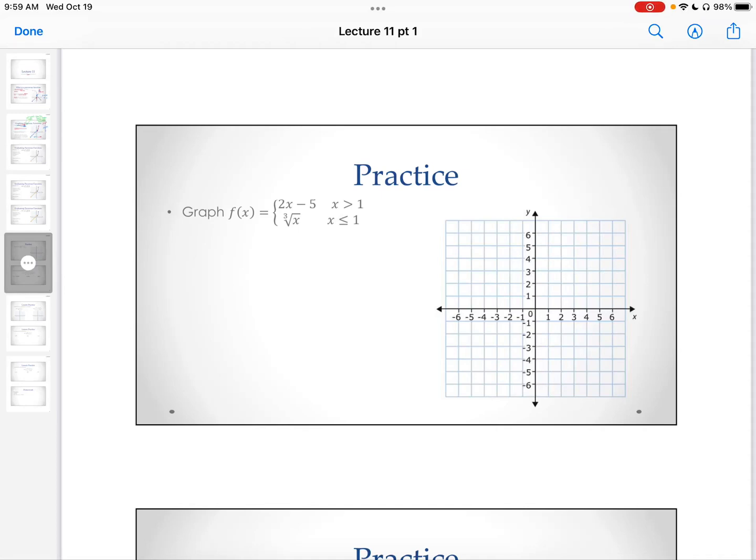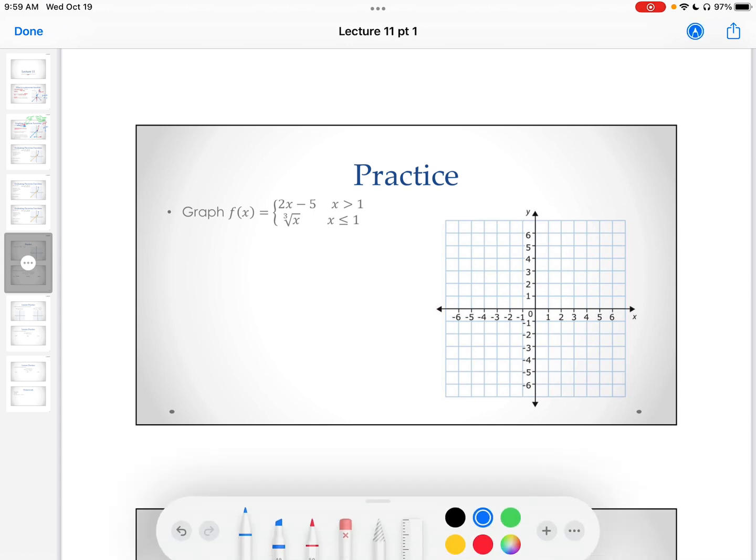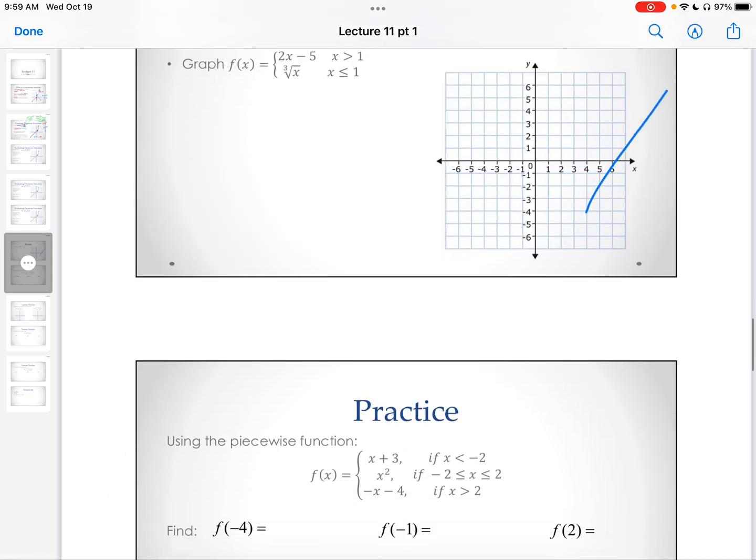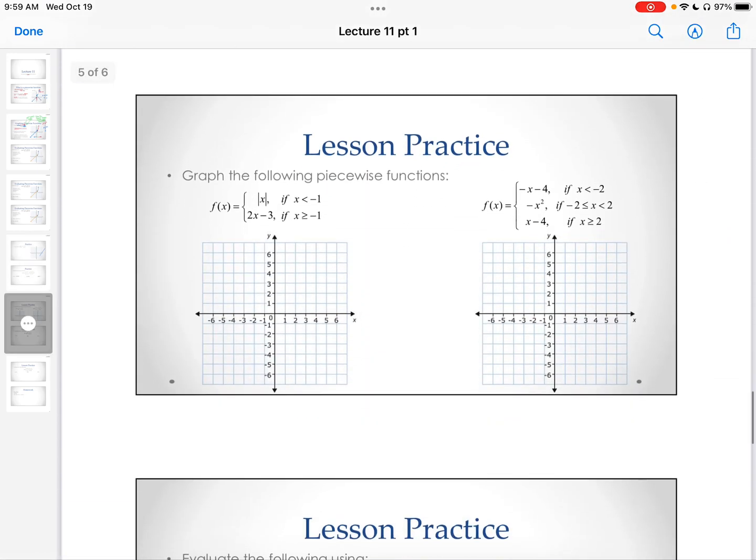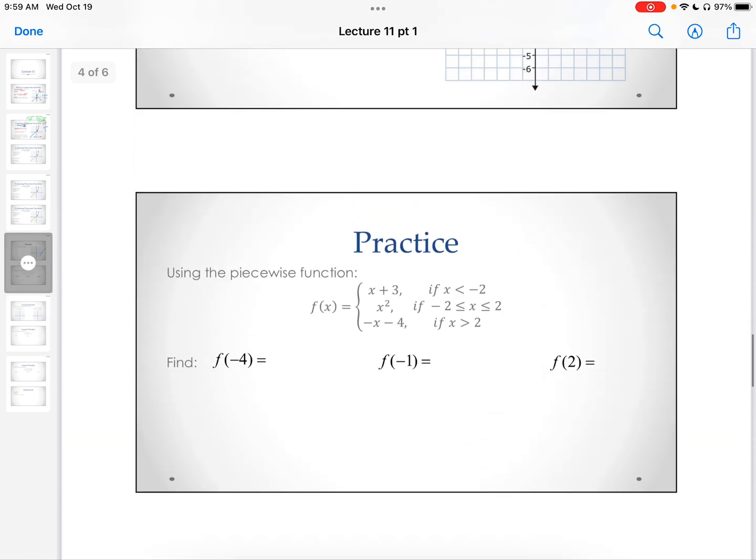Okay, for this video here, we are just going to go over these practice problems on the graphing. If you haven't already, do the one at the top of page 5 here. Try those on your own first.